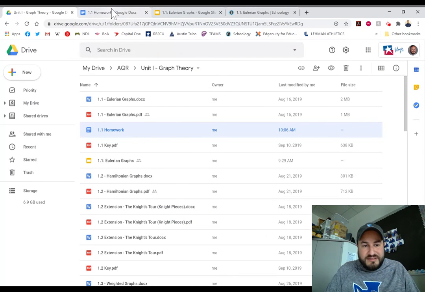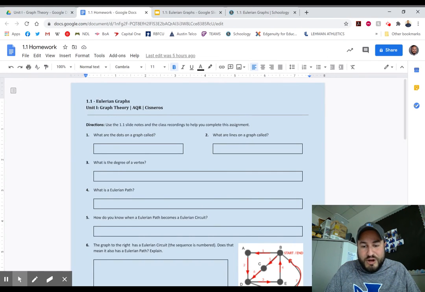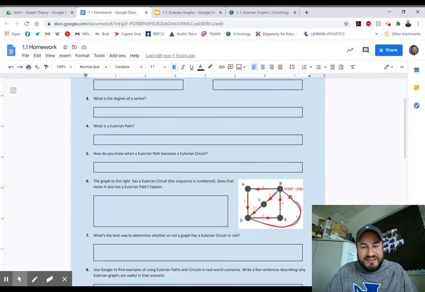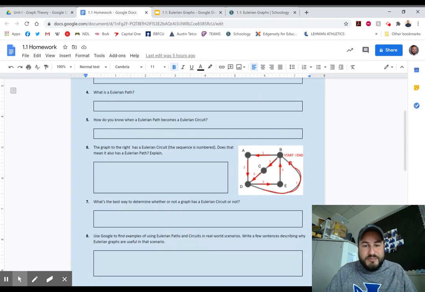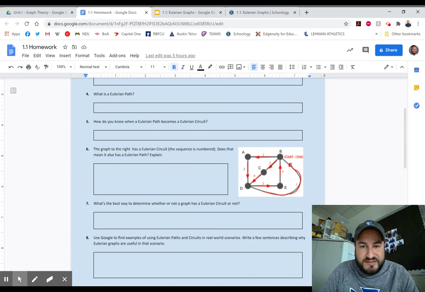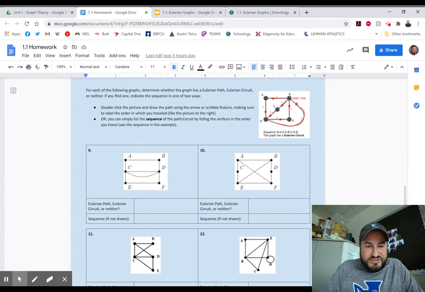When you open up your homework assignment, make sure that you're logged into your school Gmail account in order to access it. You're going to use the notes in the slides to help answer some of these questions right here. Please, please, please answer in complete sentences. I know this is not English, but we have to work on our writing, with complete sentences and correct grammar. On the second page, this is where you're going to practice with these graphs. Follow the directions.